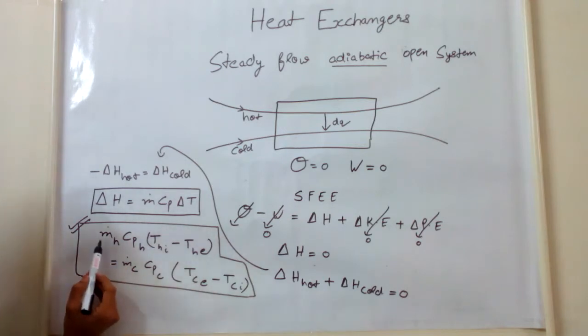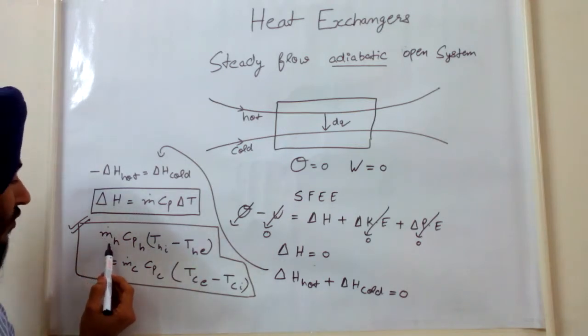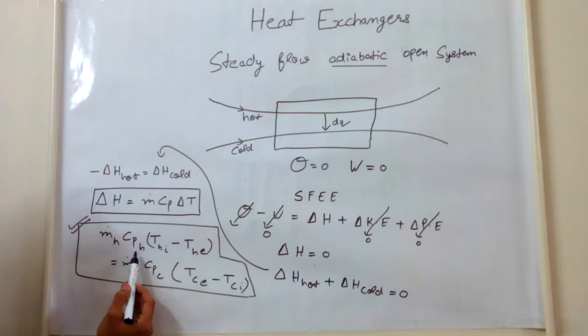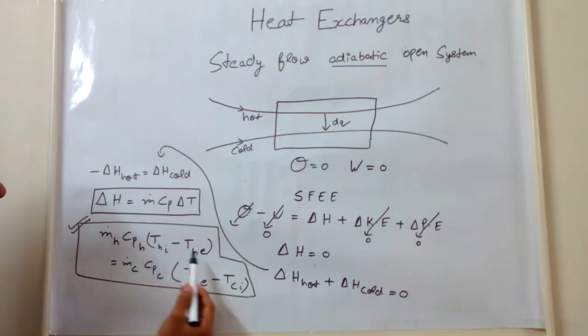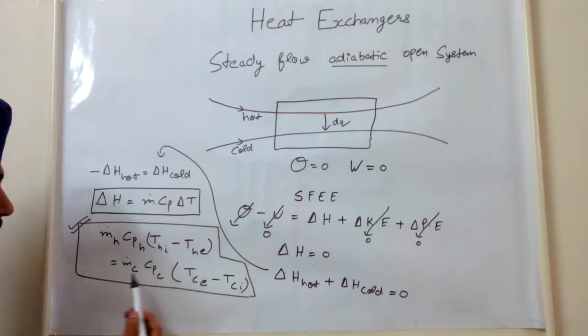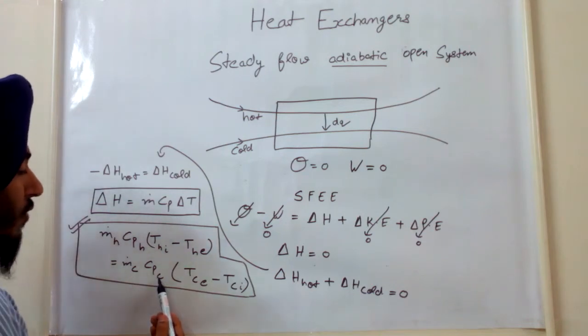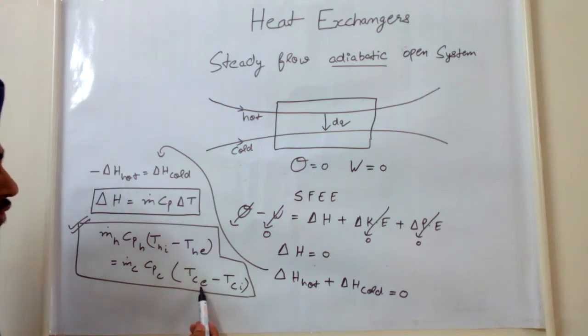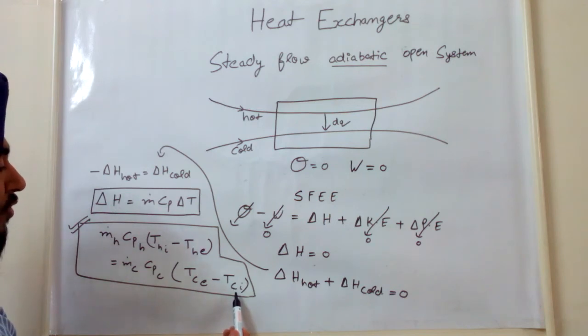I will repeat it again. m dot h is the mass flow rate of the hot fluid. Cph is the specific heat of the hot fluid. This is the inlet temperature of the hot fluid, the exit temperature of the hot fluid, the mass flow rate of the cold fluid, and this is the specific heat of the cold fluid, the exit temperature of the cold fluid, and this is the inlet temperature of the cold fluid. Please note it.